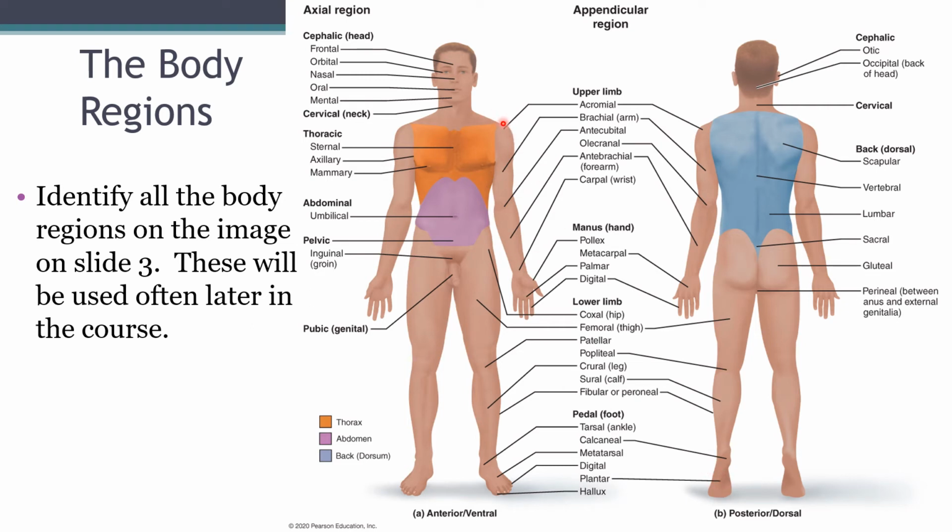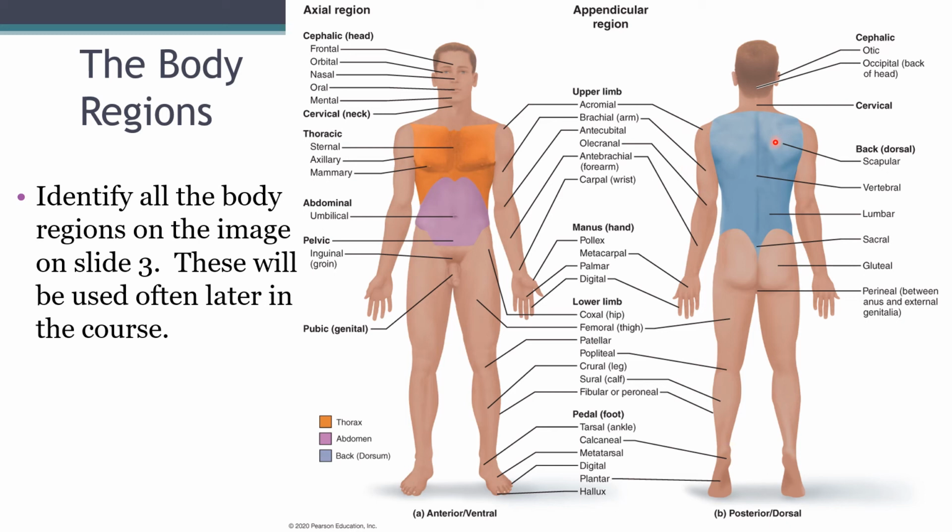Upper limb, the top of your shoulder, the high point or point of your shoulder here, is the acromial region. Your upper arm is the brachial region. The inside or anterior surface of the elbow is the antecubital region, and the forearm is the antebrachial region. Your wrist is the carpal region. Your whole hand is called the manus region. The thumb has a special name. It's called the pollex. The palm of your hand is the palmar region. Your fingers are the digital region.